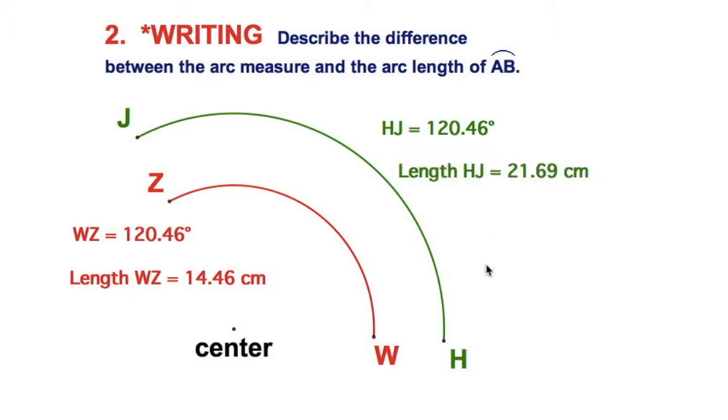Why? Because, pretty obviously, the green one has a bigger radius. It takes more string to go around here than to go around here. So, going back to an earlier comment, these arcs are not congruent, although they have the same measure. That's the difference between arc measure and arc length. All right, let's keep this momentum going.